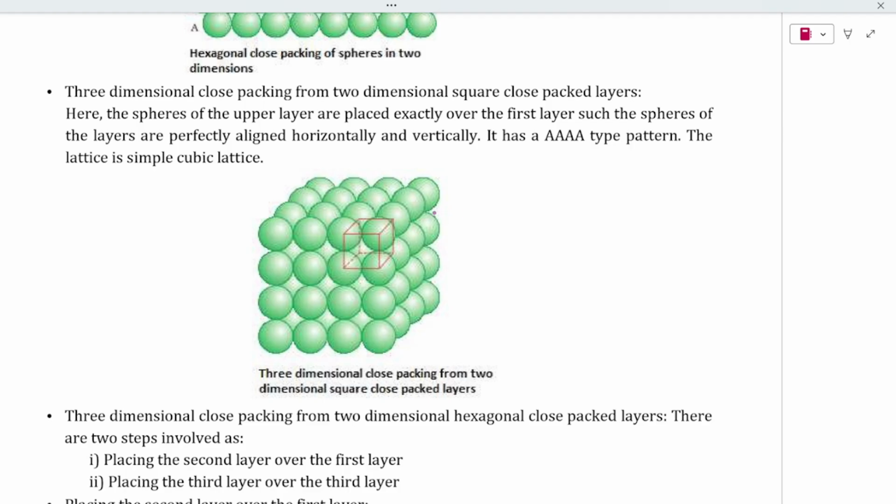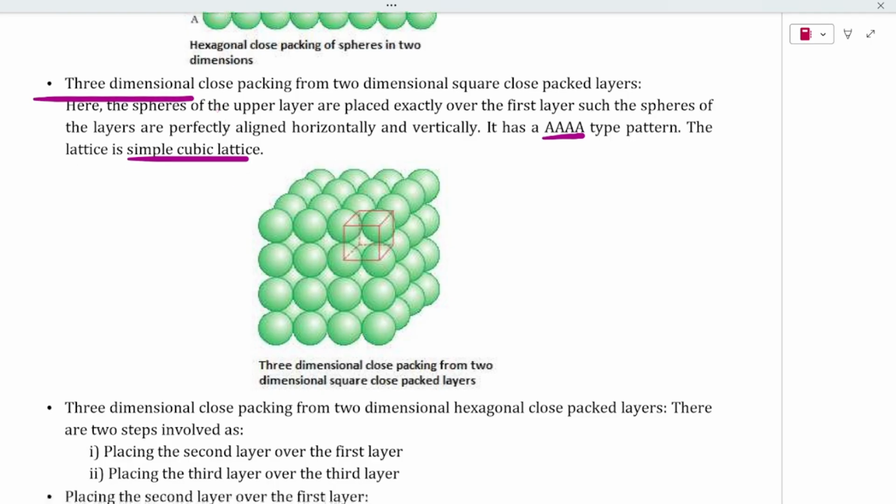If you consider a cube, it has a simple cubic lattice. It is of type AAA. And this is a cube example that can be taken for 3-dimensional.